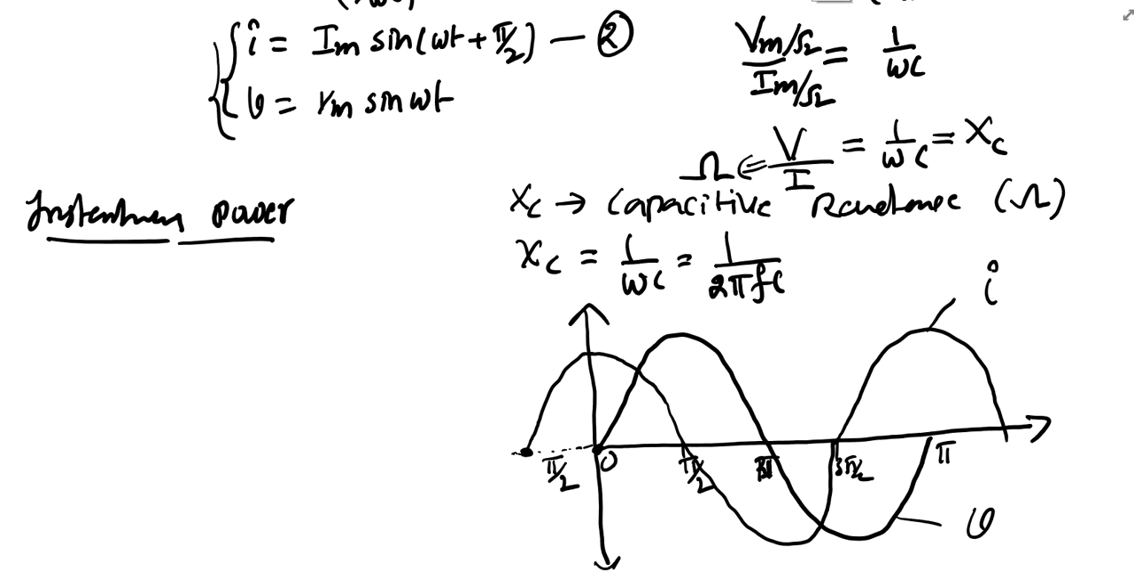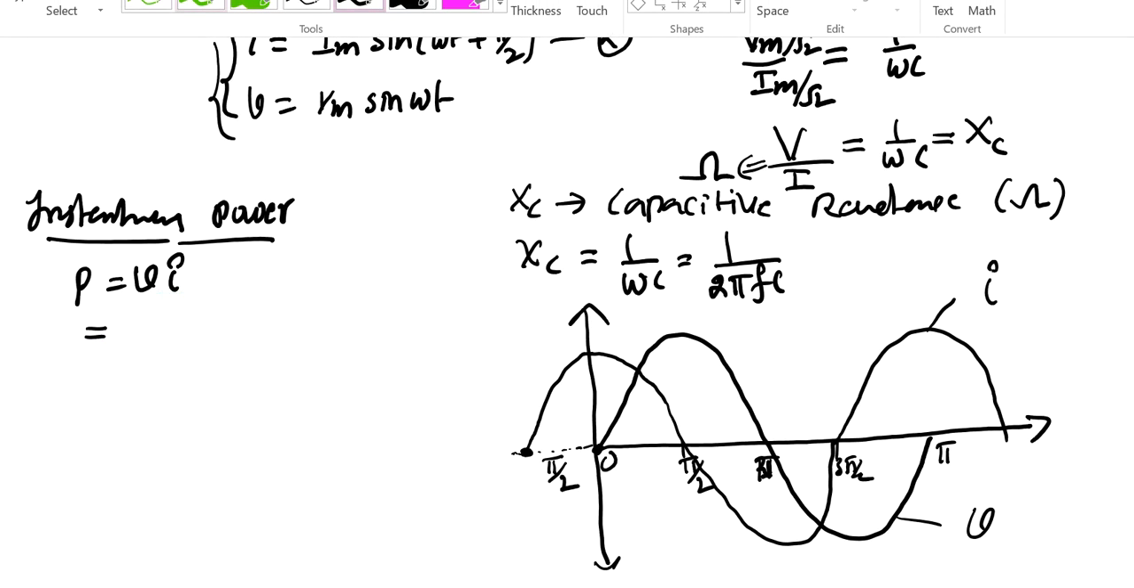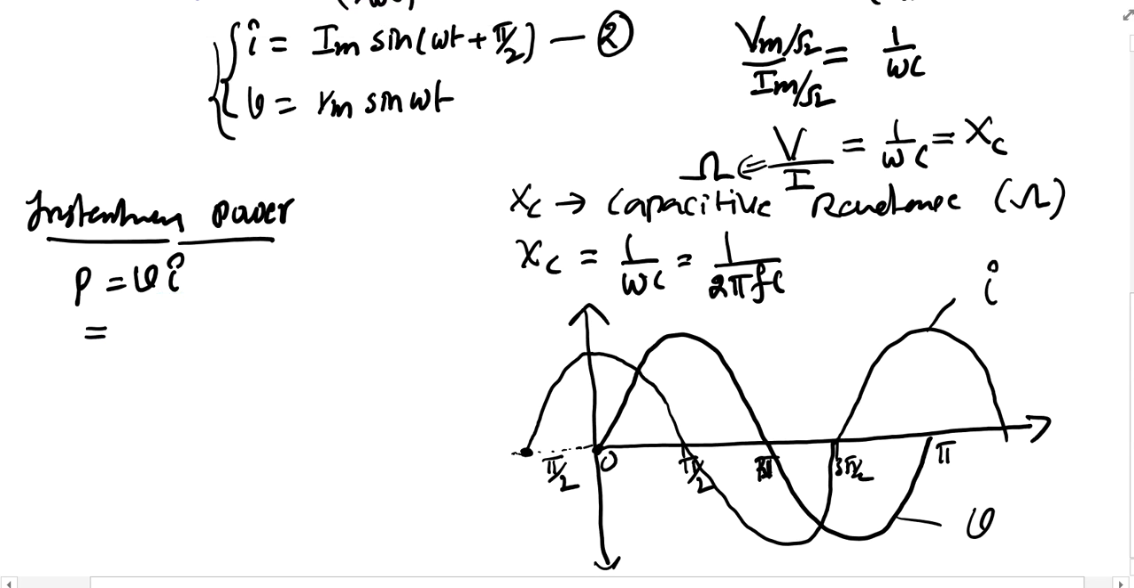Suppose you want to calculate the instantaneous power, that is V into I. So we know this is the product of your voltage and current. I have to take the product of this voltage and current. If you identify these points, from this point to this point, both quantities are in the positive direction, a positive polarity. So whatever power we are getting is of positive polarity.